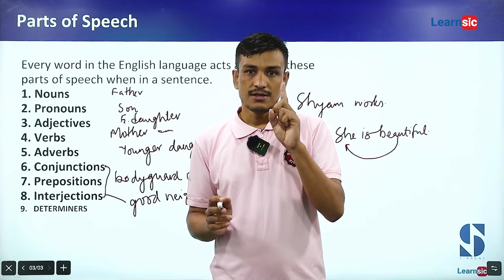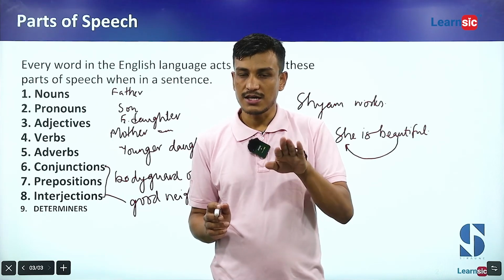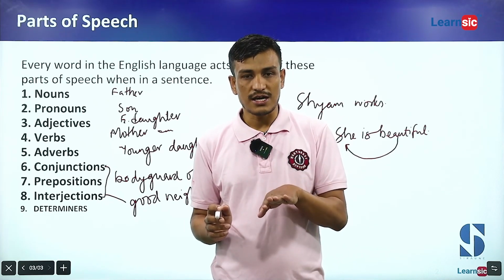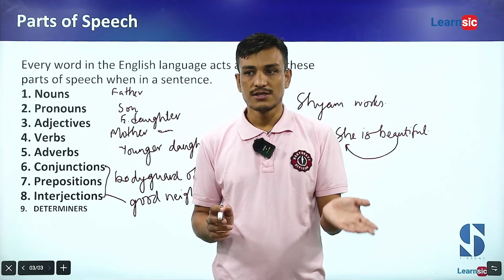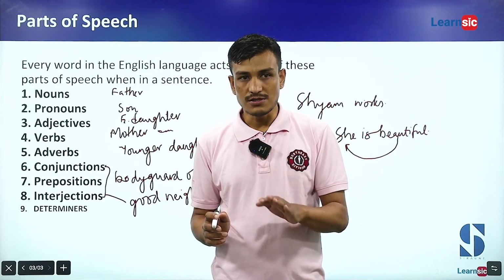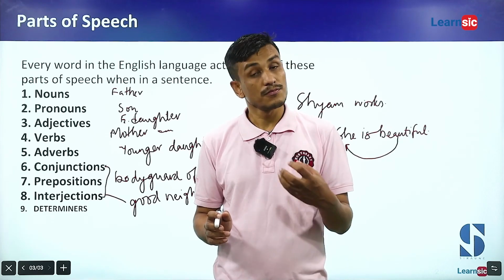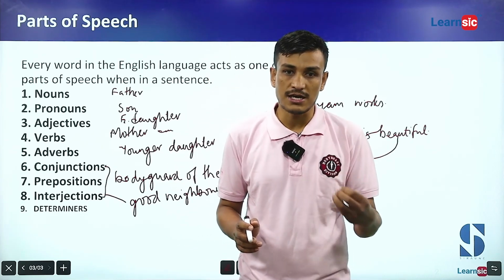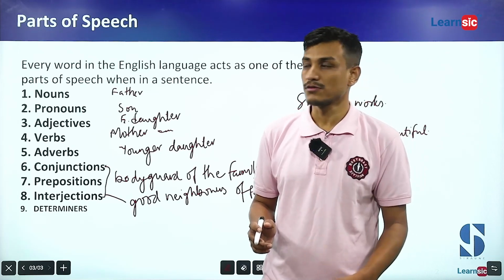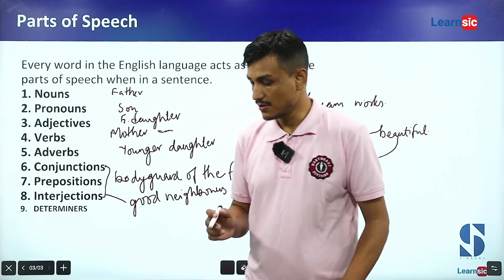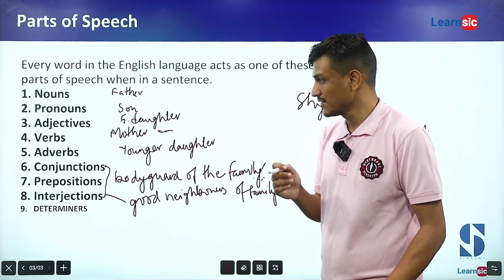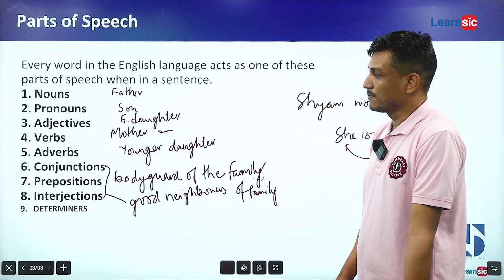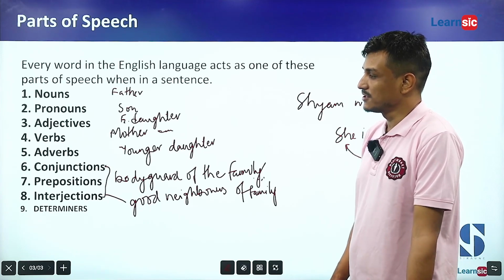Okay. Naming words are nouns. Action words are verbs. Words replacing the nouns are pronouns. Adjectives are the words which describe nouns and pronouns. So this is the definition of adjectives, or I mean to say all these four parts of speech. Now let me take you to adverbs.